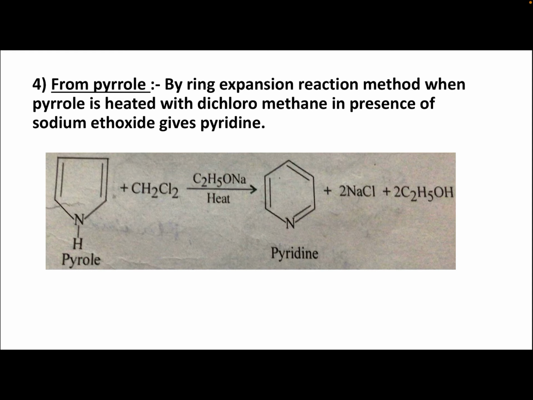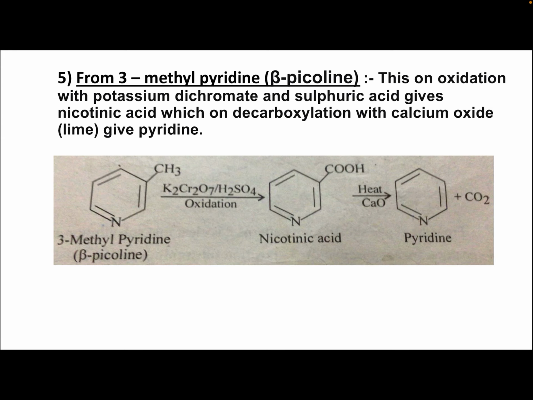Ethyl alcohol and sodium chloride are the side products we are getting in the preparation of pyridine from pyrrole. It is a ring expansion reaction. Pyrrole is a 5-membered ring and pyridine is a 6-membered ring. So when we see the mechanism, we will see that in pyrrole 1 CH2 gets added, and in the place of 4, 1 more CH2 is added. So 5 methylene groups are there, N is there and pyridine is formed. So this is the fourth method of preparation of pyridine from pyrrole by ring expansion.